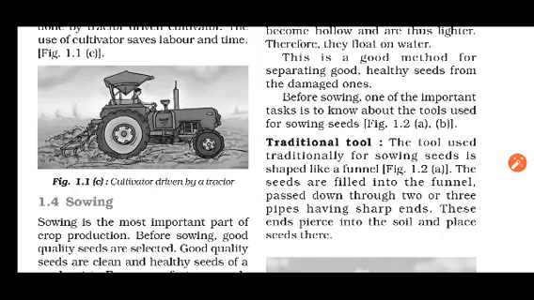Before sowing, one of the important tasks is to know about the tools used for sowing seeds. Now after completing the three traditional tools for tilling the land, we study important tools for sowing the seeds. And first of all, we will study the traditional tool.